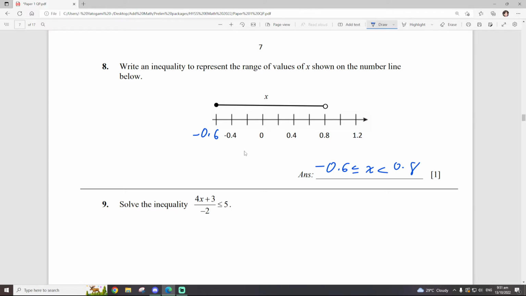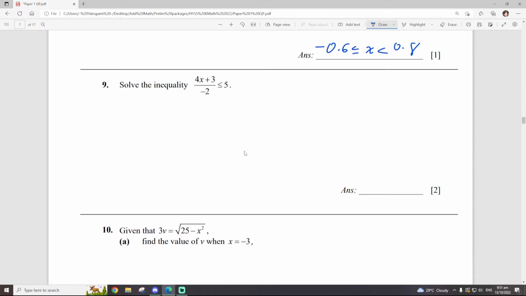Okay. Solve the following inequality. So I can actually multiply both sides by -2. However, when you multiply by a negative number, you need to flip the inequality sign. So 4x plus 3 is greater than or equals to -10. So 4x is greater than or equals to -13. X is greater than or equals to -13 over 4.